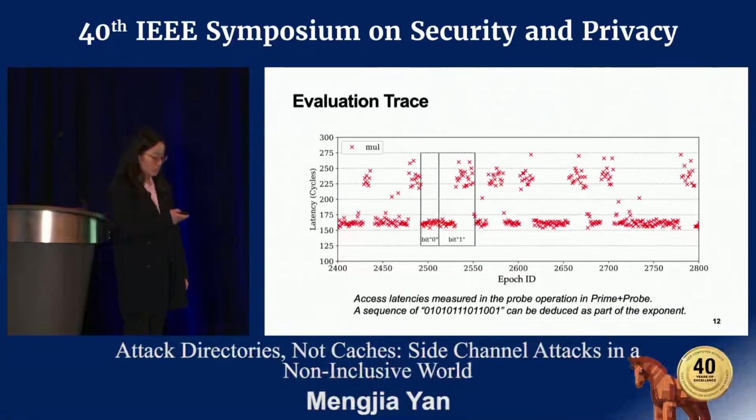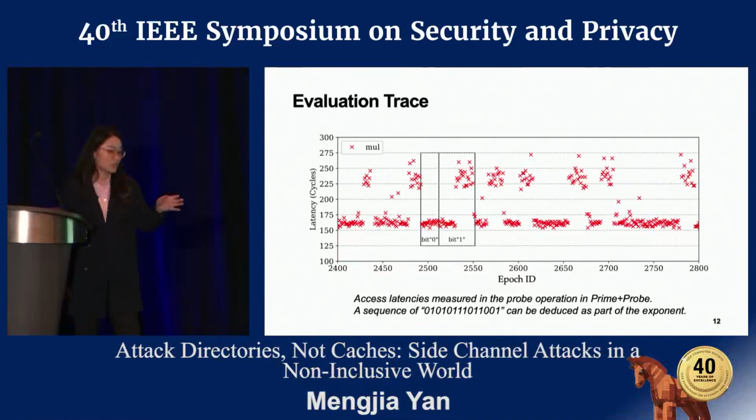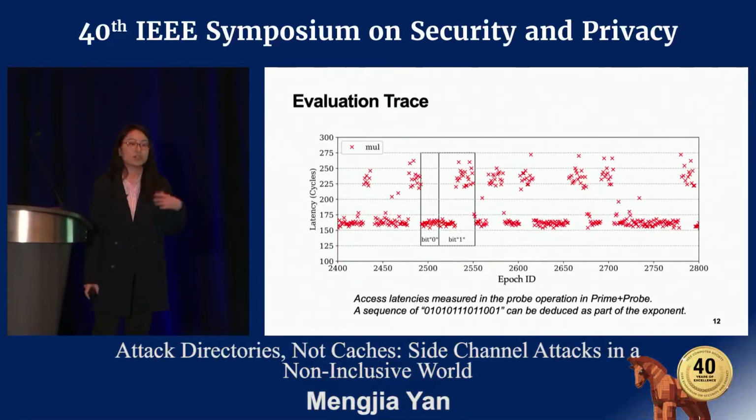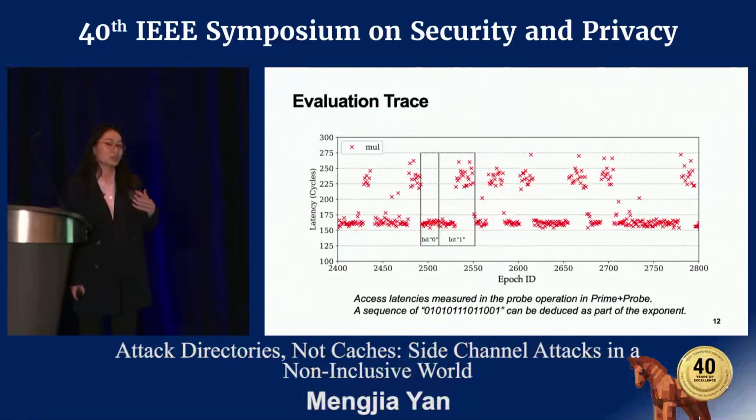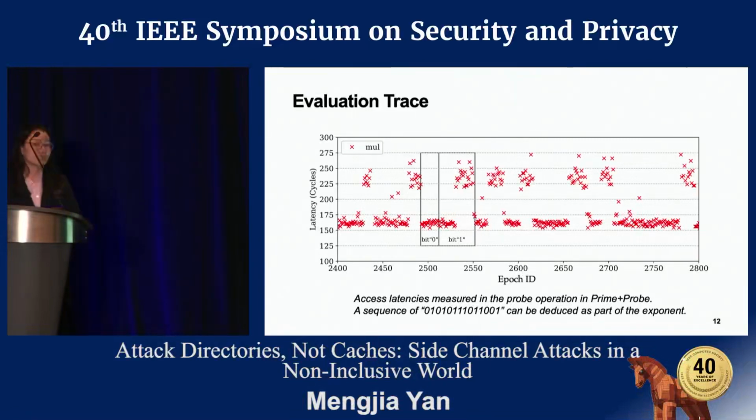And here, I already marked bit 0, which means the victim is doing a square operation without accessing the multiply function. And bit 1 is a square operation followed by the multiplication computation. And the attacker just needs to look into this trace and iterate over each bit of it. Very clear, without any complicated post-processing technique.